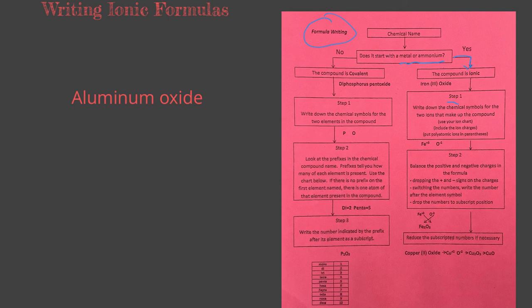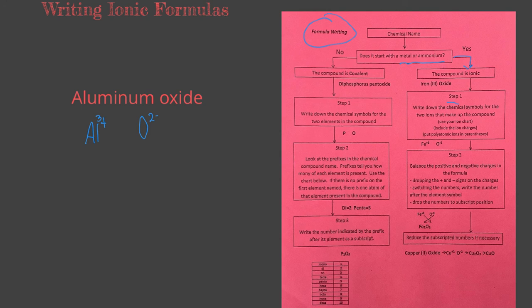Step 1, write down the chemical symbols for the two ions that make up the compound. Now, if you look on your Know These Common Ions sheet, you can find the information there. You can also, for this example, get that information off the periodic table. Aluminum is Al, and the charge on the aluminum ion is 3+. Oxide is O, 2-.